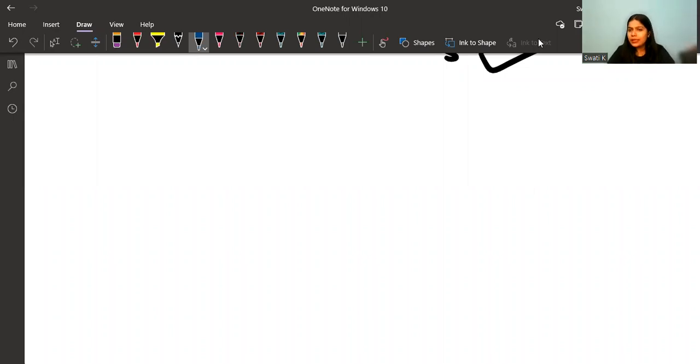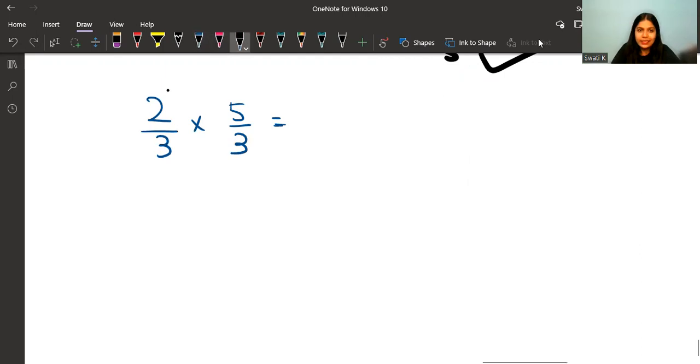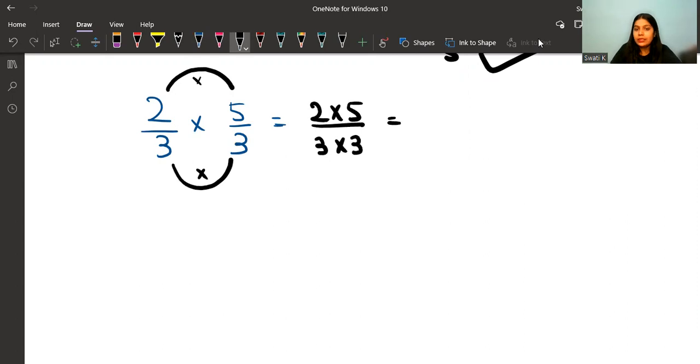Now let us understand how to multiply like fractions as well. So for example, I have 2 by 3 times 5 by 3. Very simple. Here, don't keep the denominator as it is. In this case, we multiply the numerator with numerator and we multiply the denominator with denominator. So it is simply 2 times 5 in the numerator and 3 times 3 in the denominator. So the answer is 10 over 9. All right. Very simple. Multiplying like fractions.